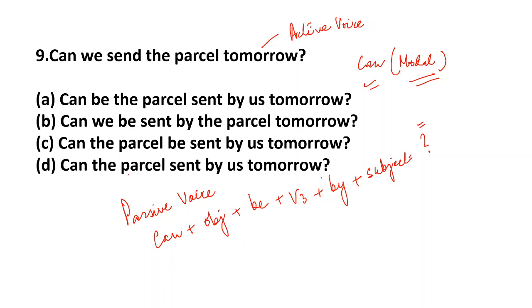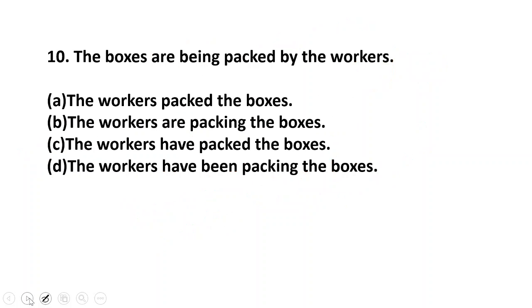So here you see, can plus object. Where is the object? The object is this, the parcel. So can the parcel, here this can be the possibility. Then it is said be should be there. Be is there. Then the V3 is there. Then by is there. Then of course the subject is there. So this is the correct answer. Very easy, no? Very tricky. If you take active passive in this way, you will always be correct.